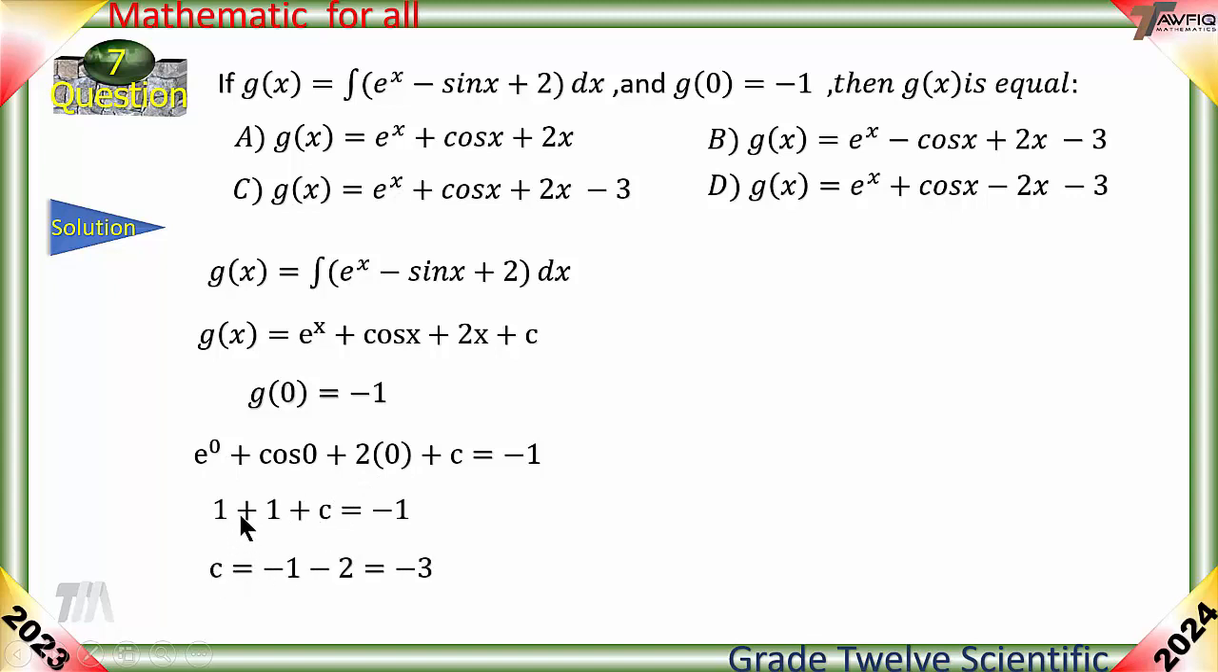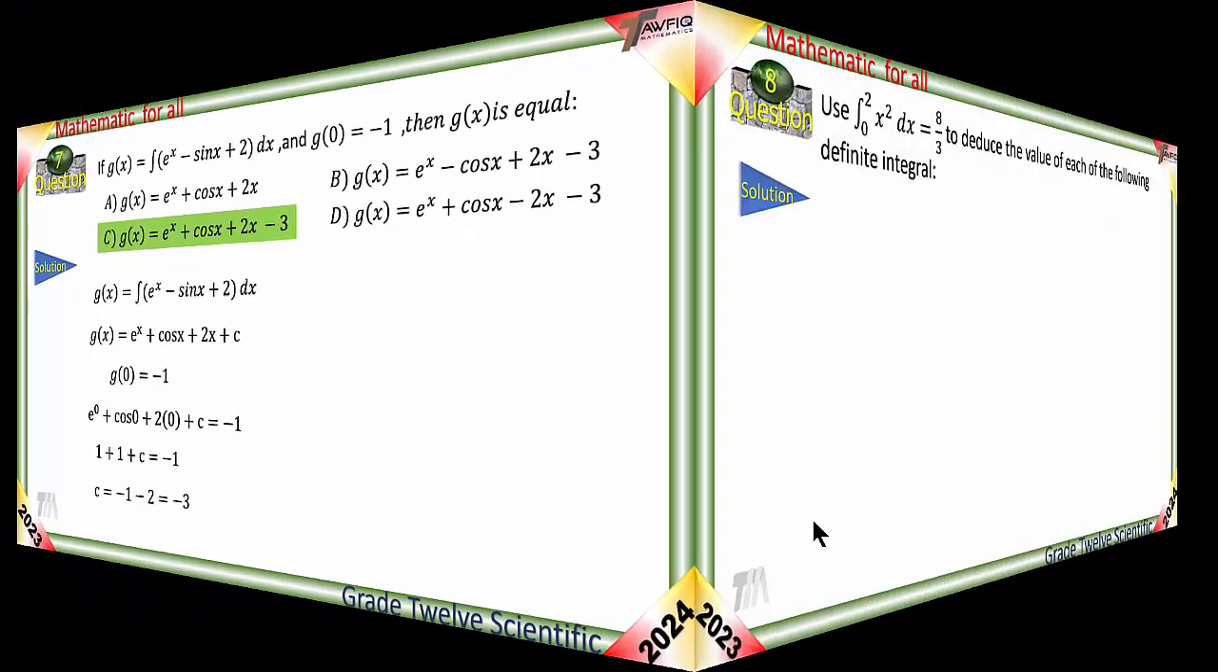c is equal to minus 1 minus 2, which is minus 3. So replacing c with minus 3, g(x) is equal to e to the power x plus cosine x plus 2x, and in place of c write minus 3. So C is the correct answer.